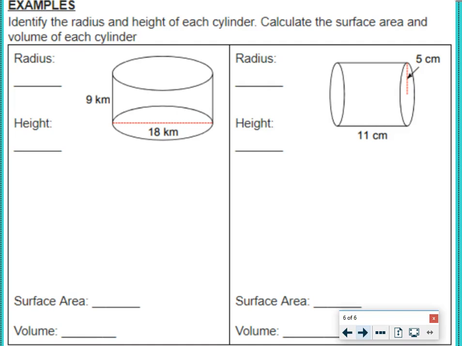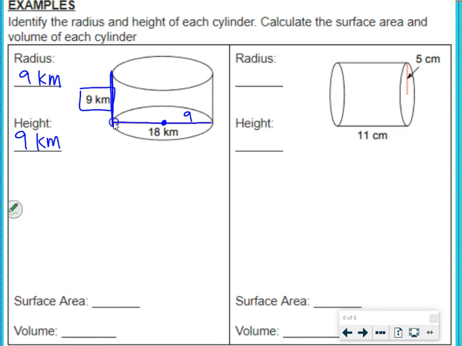Examples. Identify the radius and height of each cylinder. Calculate the surface area and volume of each cylinder. So the radius, right here we're given our diameter. So the radius is going to be half that amount, which is going to be 9 kilometers. And then the height is also 9 kilometers, because that's the distance between the two circles.